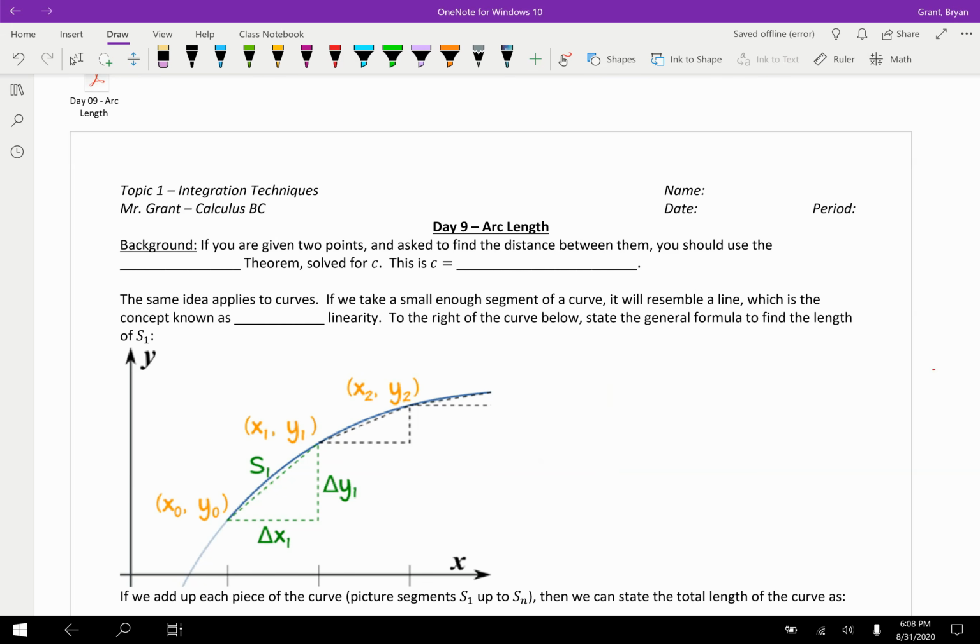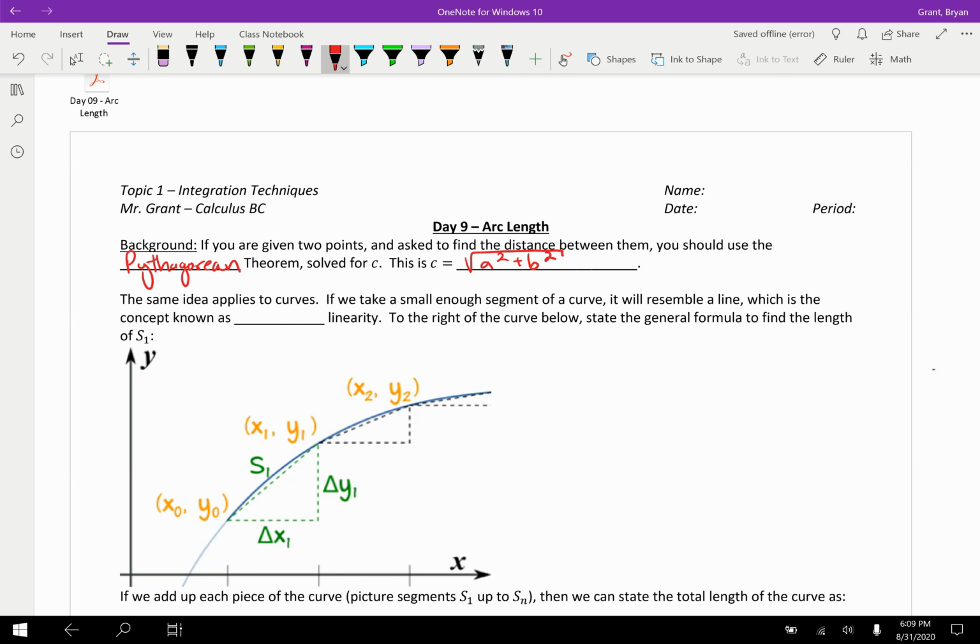So, just a reminder, if you're given 2 points and you want to find the linear distance between them, you should use the Pythagorean theorem solved for c. A squared plus b squared equals c squared, square root to get that c is going to be the square root of a squared plus b squared, where c is going to be the length between your 2 points.